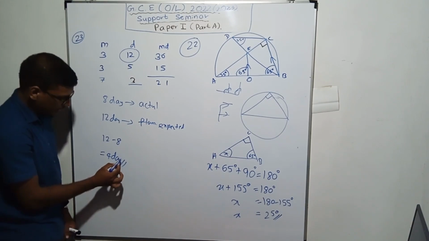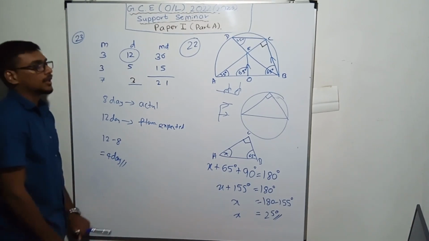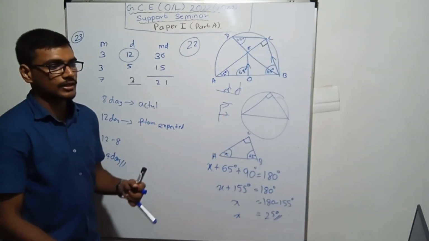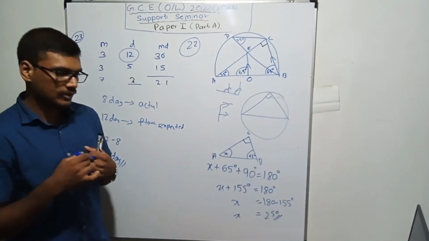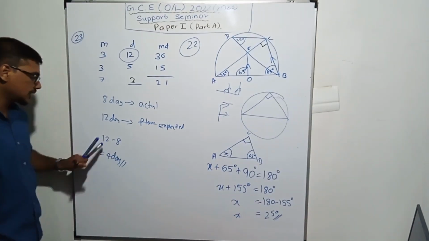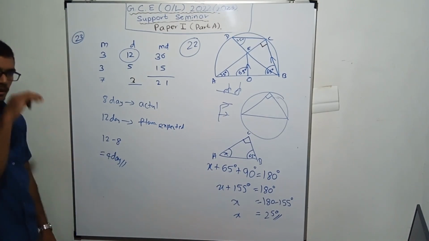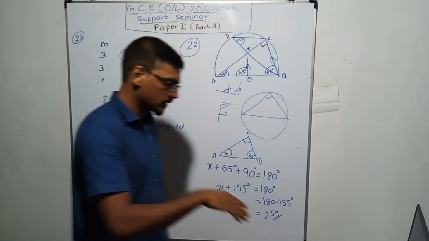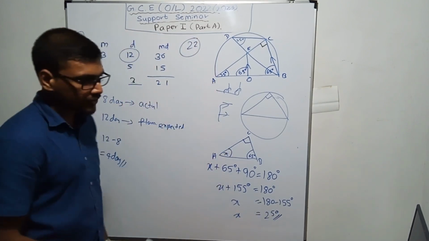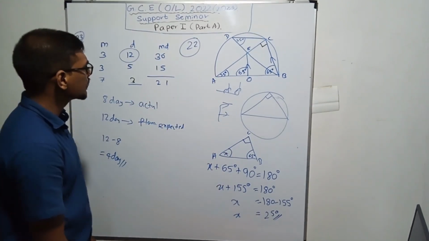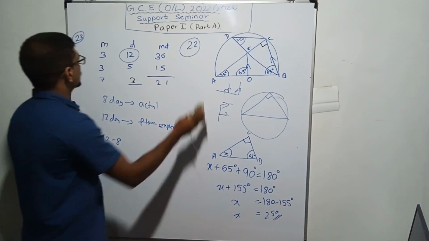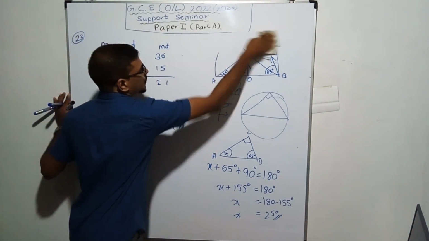They were able to complete it 4 days before. Okay, expected days was 12, but they have completed within 8 days, which means they have completed the work 4 days earlier. So they have saved 4 days. I think it's clear, it's easy then. We'll move to the other part, 24th.